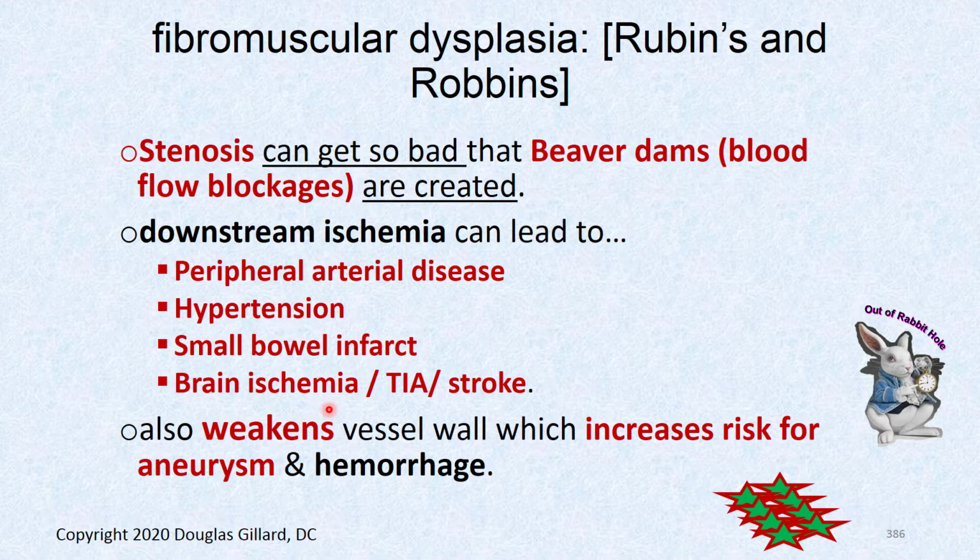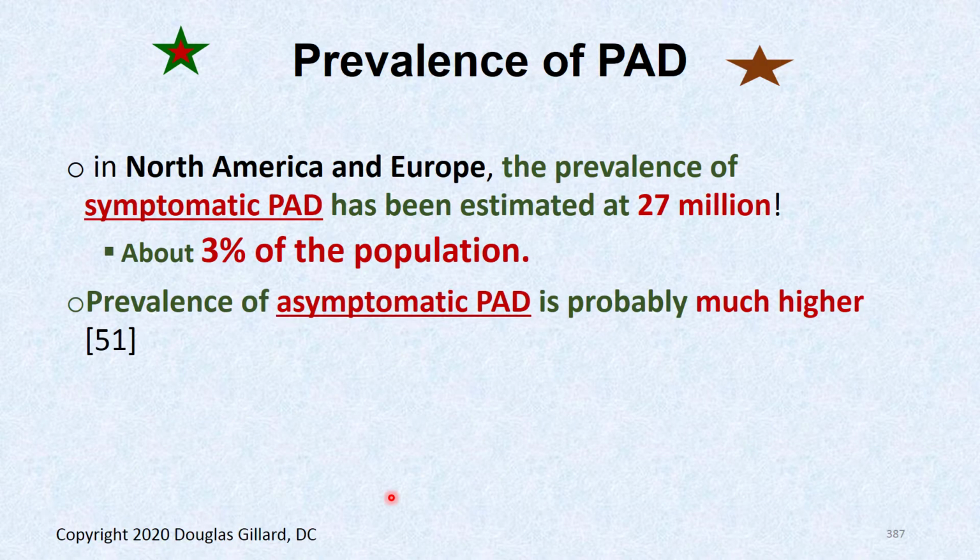If it happens up in the noodle or up in the vertebral arteries or carotid arteries, you can get a TIA from lack of blood flow, or maybe even a real stroke if it completely narrows. And as I said before, it weakens the blood vessels and does increase the risk for aneurysm and hemorrhage as well. All right, everybody good about fibromuscular dysplasia? We're out of that rabbit hole.